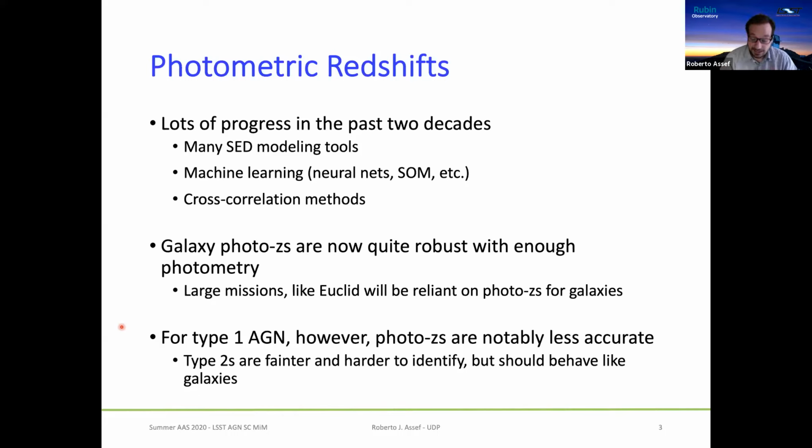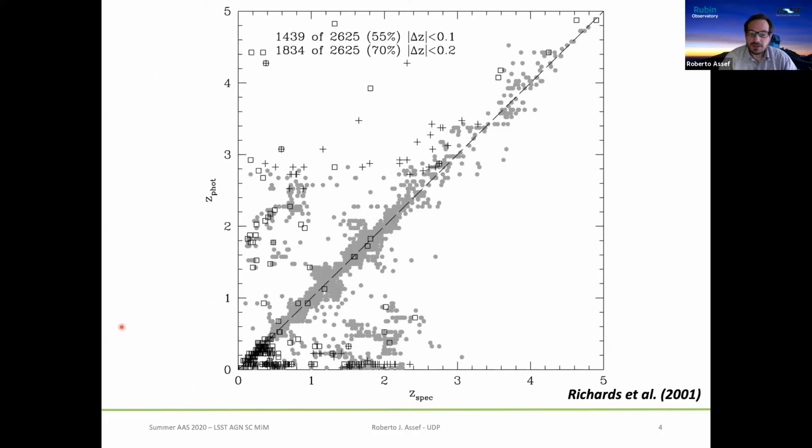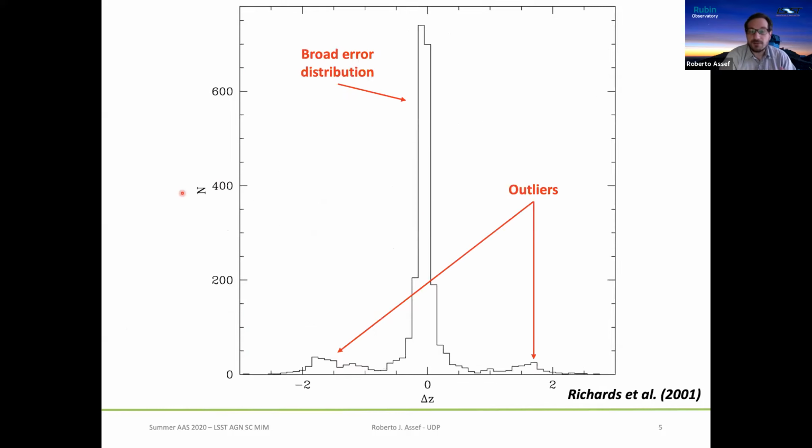So this plot highlights some of the issues I was mentioning. This is from work done by Gordon Richards a while back. Of course, this is not the state of the art, but it actually shows pretty well the issues I would like to highlight. This is based on SDSS data, so optical data, like LSST wavelengths at least. And you can see that comparing photometric redshift to the spectroscopic redshift, there's a significant width to the distribution. There's a lot of scatter. But then very importantly, there are a lot of very strong outliers, so objects are really very far away from the spectroscopic redshifts. Perhaps here it's a little bit clearer.